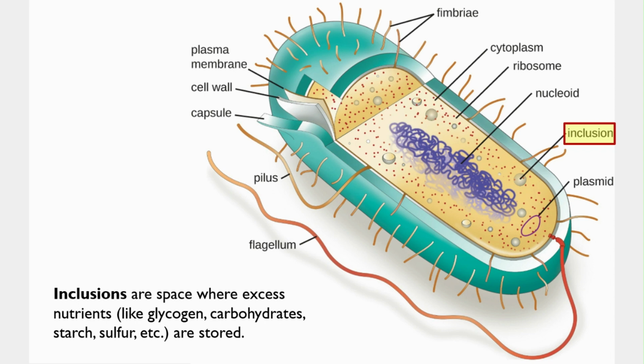Inclusions are nutrient storage centers for the cell. Nutrients like glycogen, carbohydrates, starches, sulfur, phosphates, etc., are stored in inclusion bodies to be saved for a rainy day.